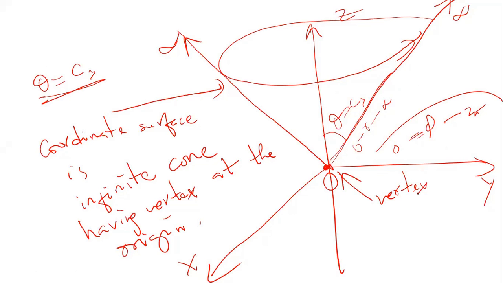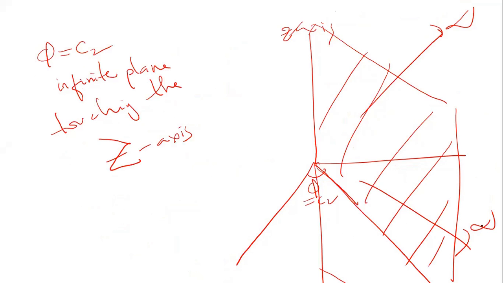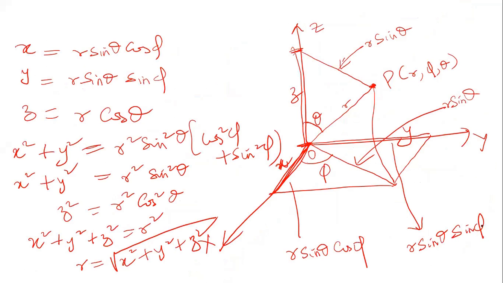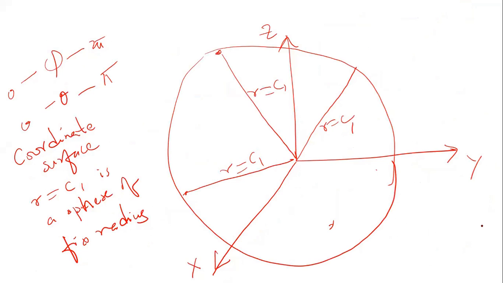So here you see that this is also a curved surface. So what are the surfaces we have talked about? The first coordinate surface we talked about was fixing the value of r. When you fix the value of r as c1, you get a sphere of fixed radius.